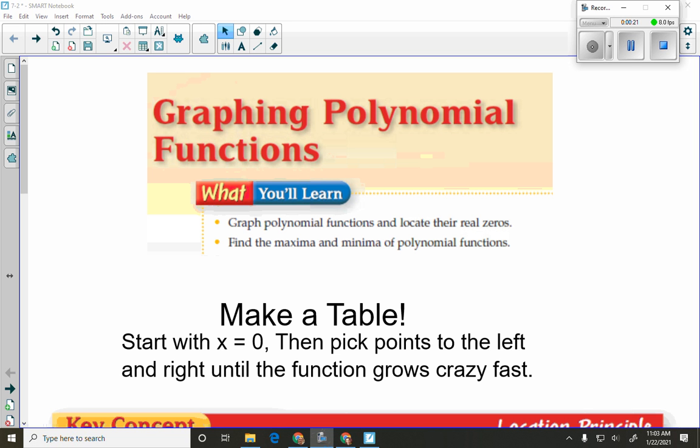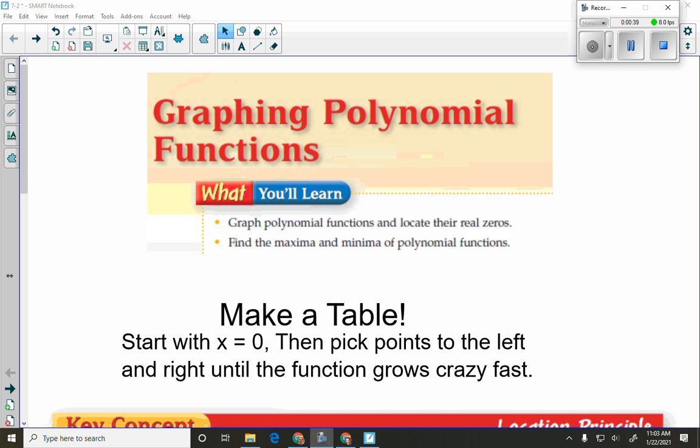Honestly, it comes down to this. Make a table. Make a table of points. Well, how do I know what points to pick? Here's the idea. Start with x equals 0. This is going to be the fastest, easiest point to find. Then pick points to the left and pick points to the right.